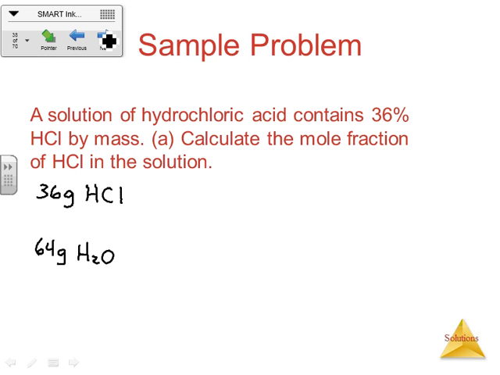But if we're going to find a mole fraction, we need to know the moles of each of our parts, right? And right now we know the mass of each of our parts. So let's change the grams of HCl into moles of HCl, and then we'll change the grams of water into moles of water. This one I know, this one's going to be 36.45 or something like that. Approximately.